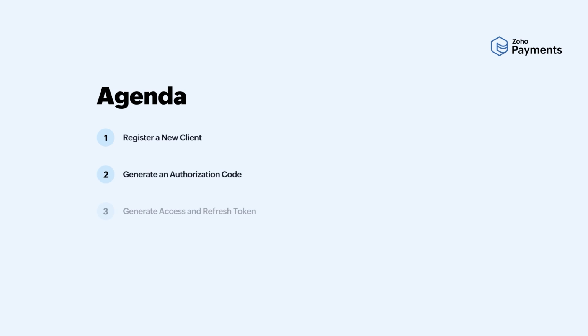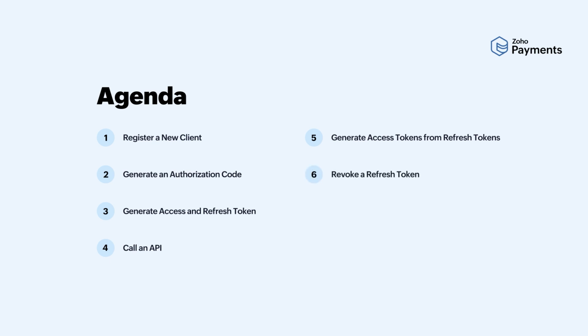These 3 steps are a one-time process. After obtaining the authorization code in step 2, you can generate access and refresh tokens to initiate API calls. When your access token expires, you can regenerate the access token using the refresh token. You can continue using the refresh token to generate new access tokens until you choose to revoke it.